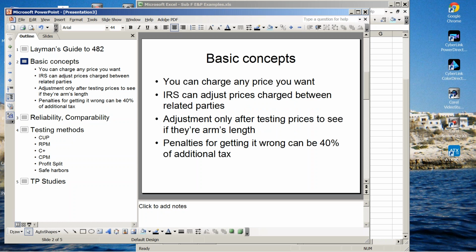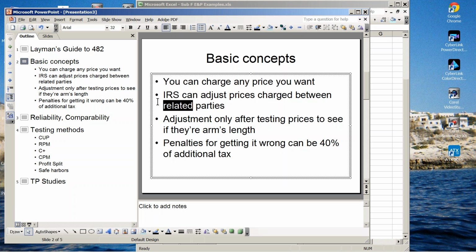482 basically says the IRS can adjust prices charged between controlled parties. You can charge any price you want. Transfer pricing rules do not say what price Company A has to charge to Company B. They do say the IRS can adjust prices charged between two related parties if they are under common control.